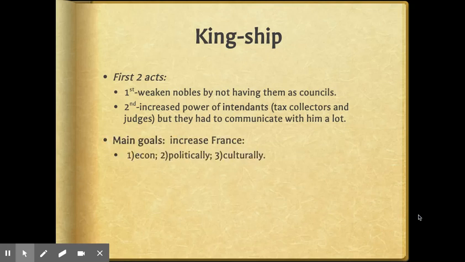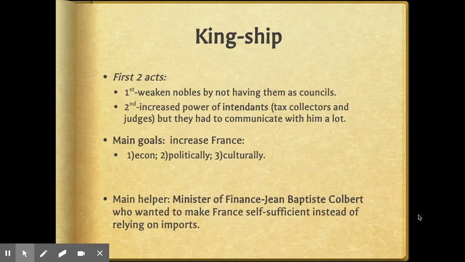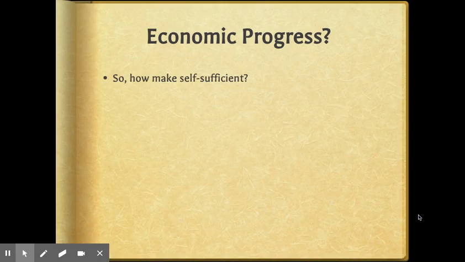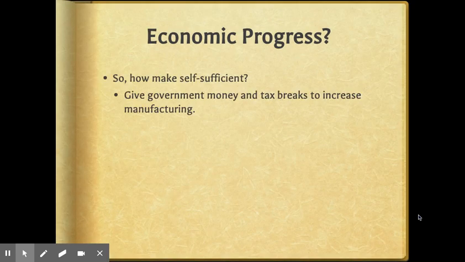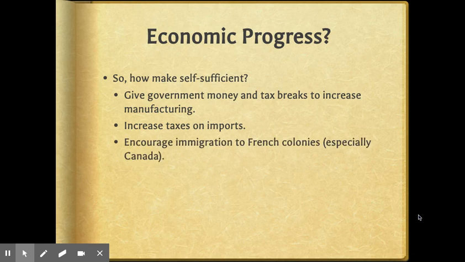And again, he wanted to make France strong in 3 main ways: economically, politically, and culturally. He is going to rely a lot on Jean-Baptiste Colbert, who's the finance minister at this point. And basically the goal was make France be able to support itself and not need imports to be rich anymore. How did he want to do this? He wanted to give the government money and tax breaks to increase manufacturing, increase taxes on imports, increase immigration.